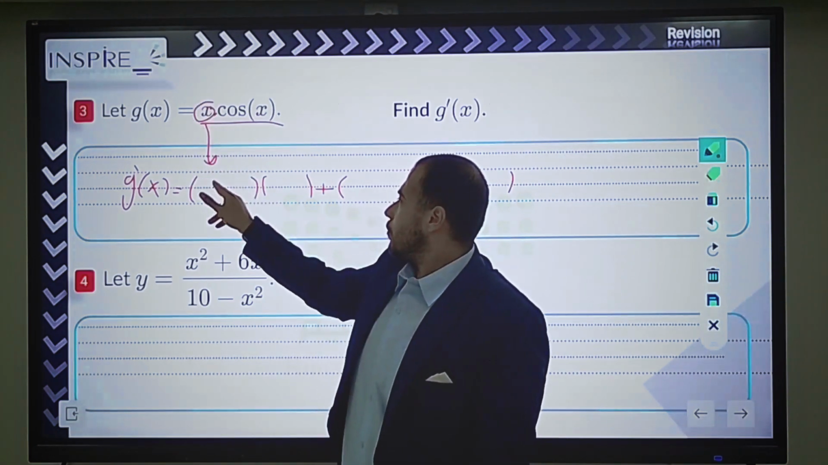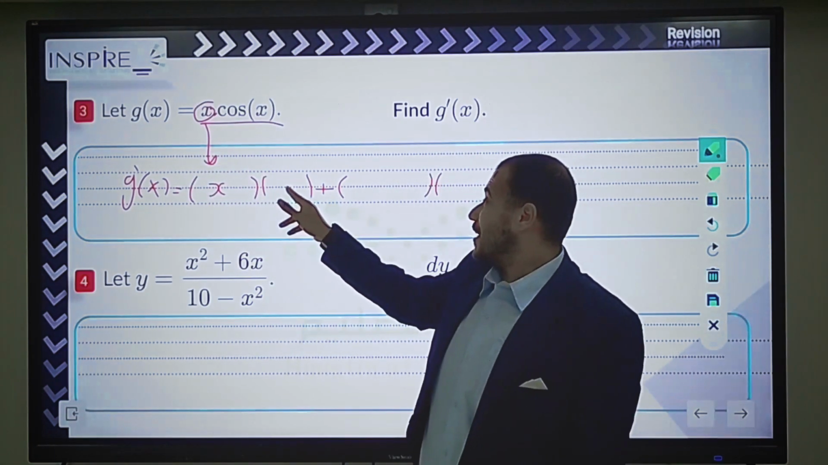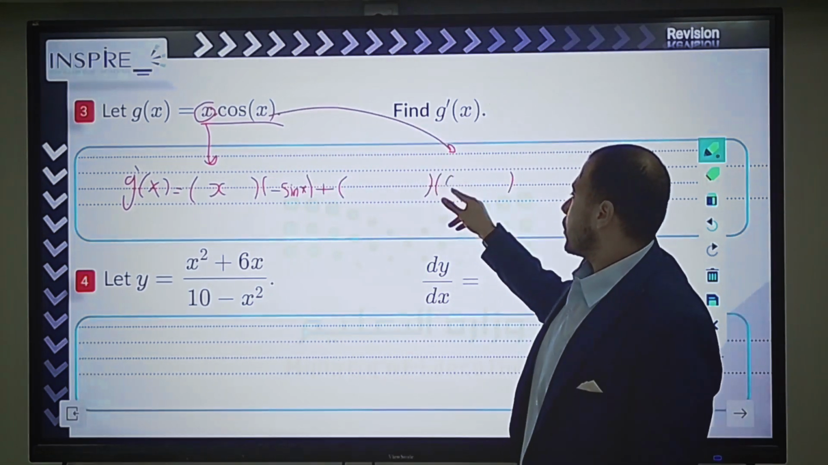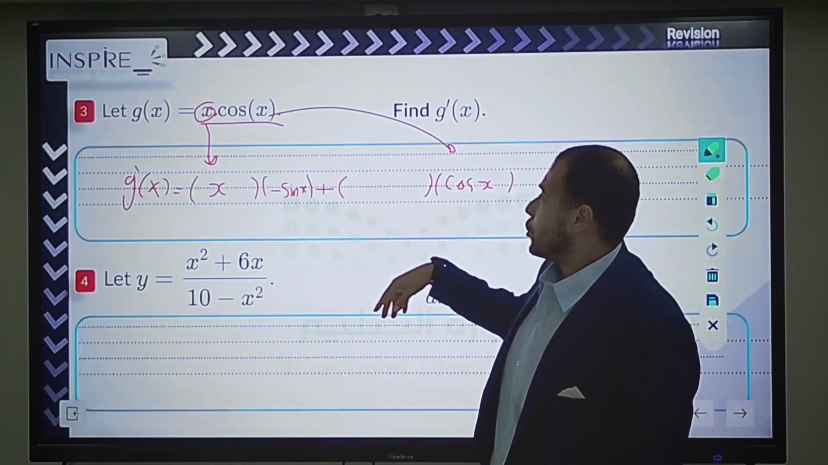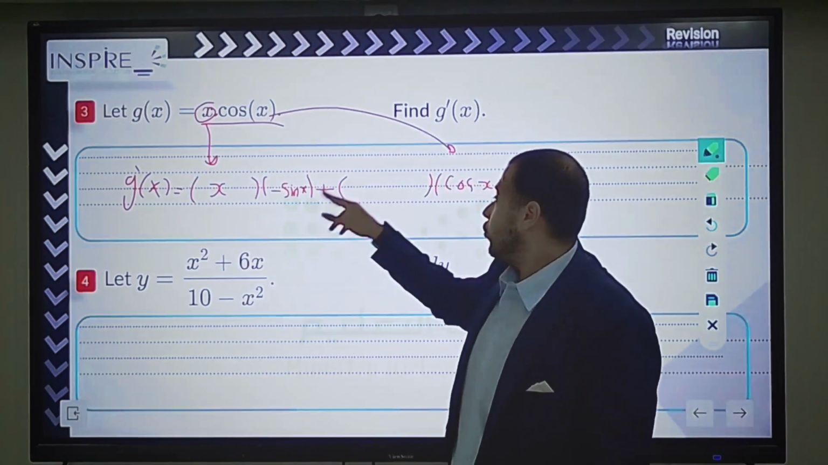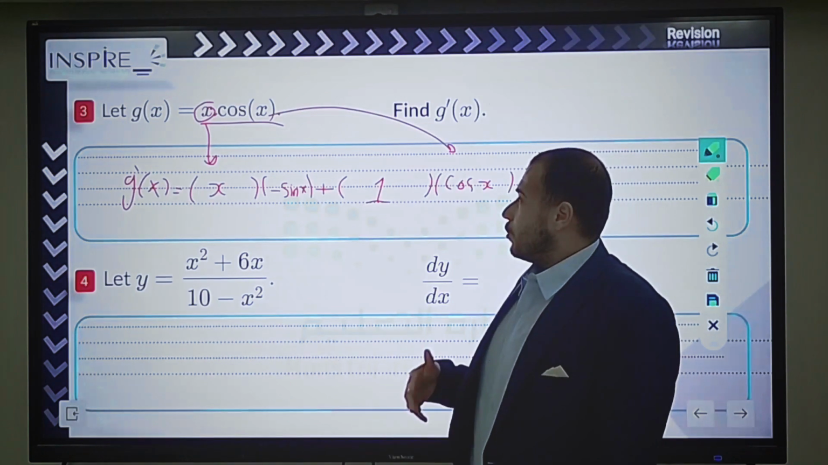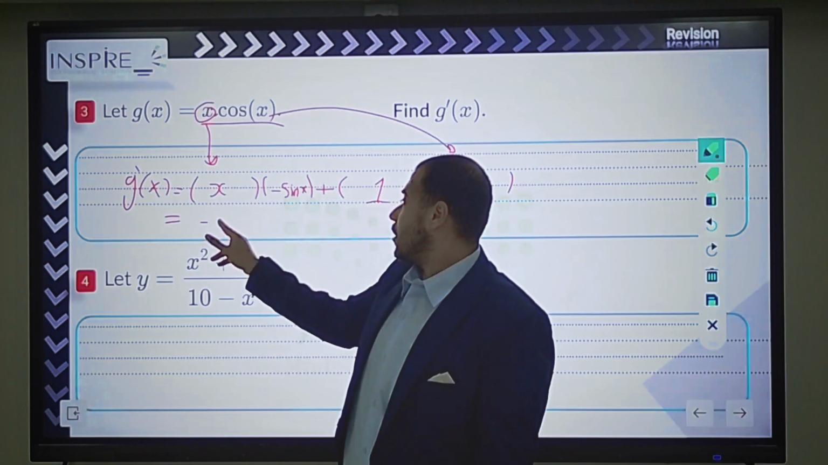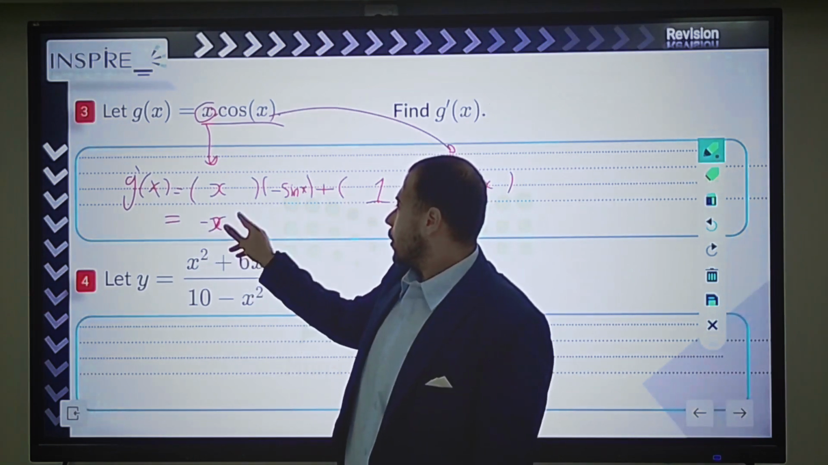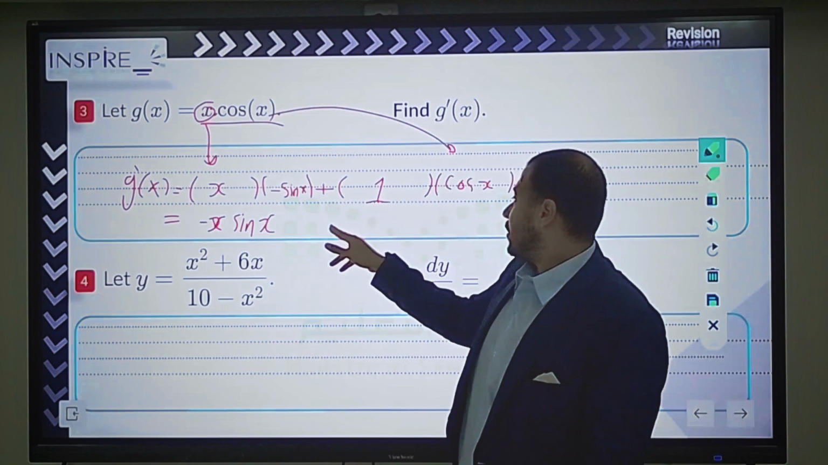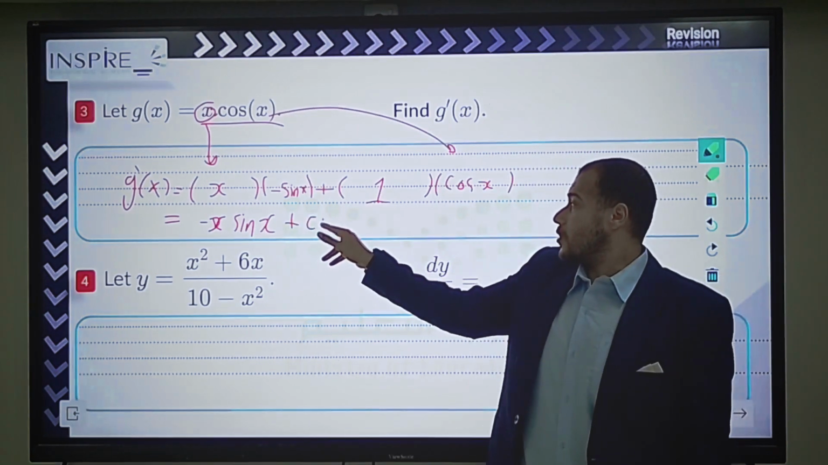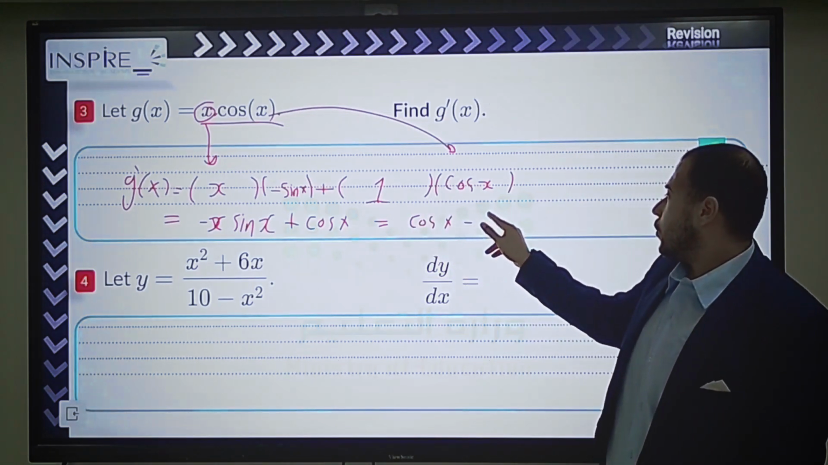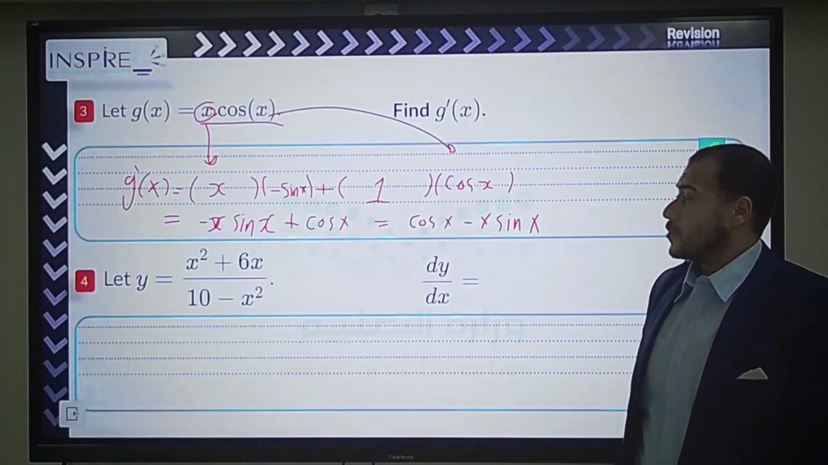We will write x the same and get the derivative of cosine x, which is negative sine x. And then keep cosine x the same without any changes, and then get the derivative of x, which will be 1. You can simplify it. You will multiply x by negative sine x, it will be negative x sine x. And then multiply 1 times cosine x, it will give you cosine x. And you can arrange it to get the positive sign in the front, so it will be cosine x minus x sine x. And this is your final answer.